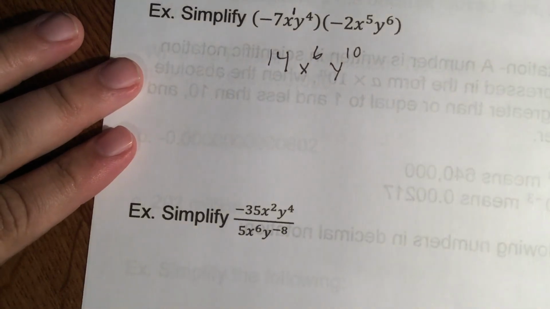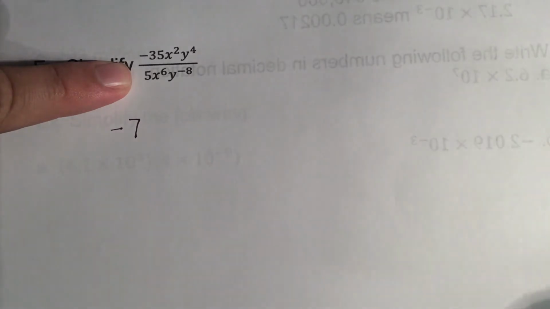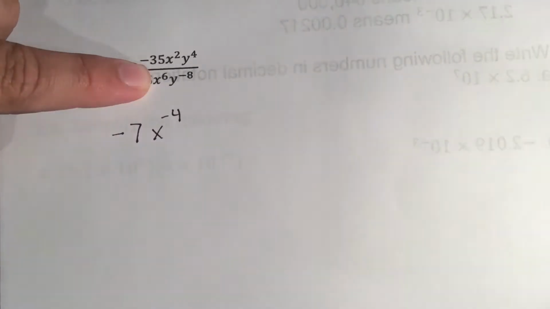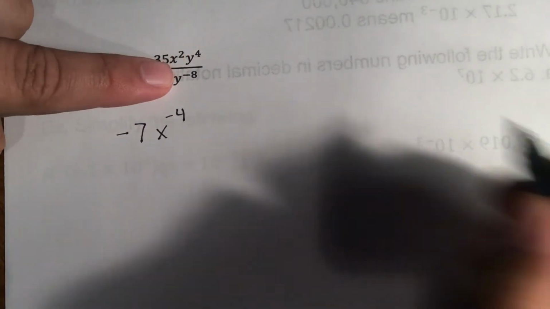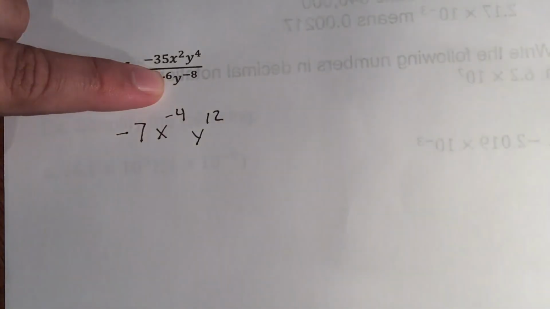So back to this one. So we're going to start with our numbers. -35 over 5 would end up being a -7 on the top. So x squared, x to the 6, 2 minus 6 would make this x to the -4. Y to the 4th, y to the -8th. Well, 4 minus a -8 is really like 4 plus 8 to make this y to the 12th.